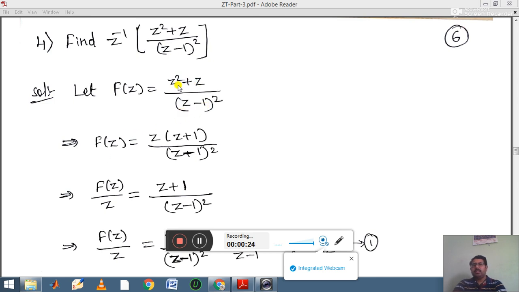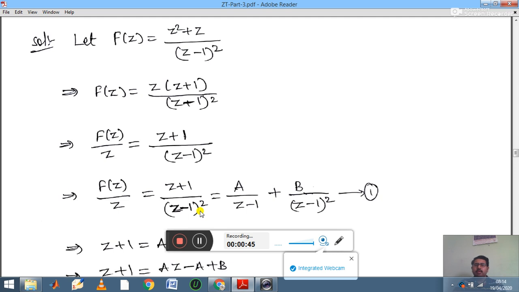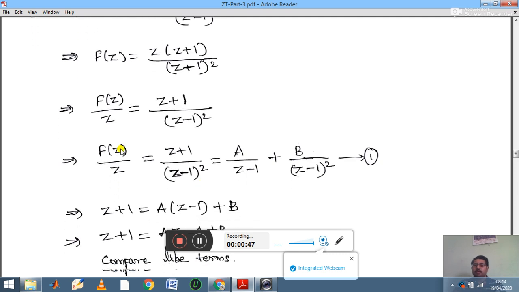Here in the numerator you take z as common, then you are getting F of z is equal to z into z plus 1 divided by z minus 1 whole square. This z you send it to the LHS, it becomes F of z by z is equal to z plus 1 divided by z minus 1 whole square. Now let us go with partial fractions. Here F of z by z is equal to z plus 1 by z minus 1 whole square.